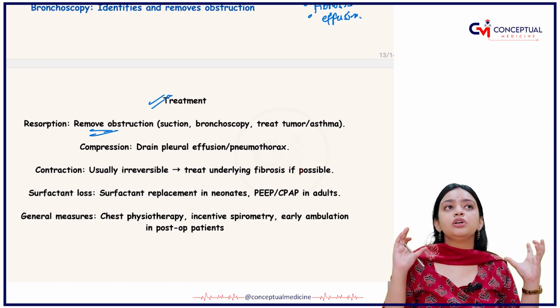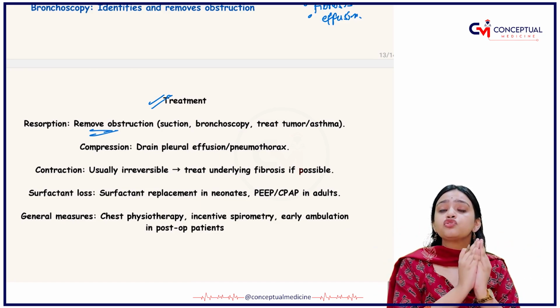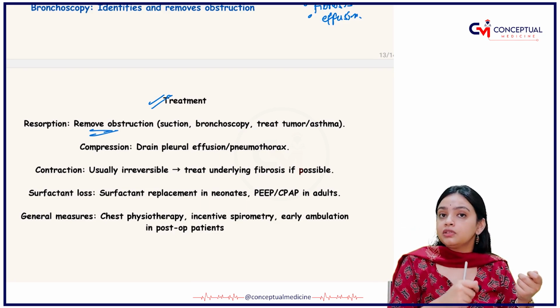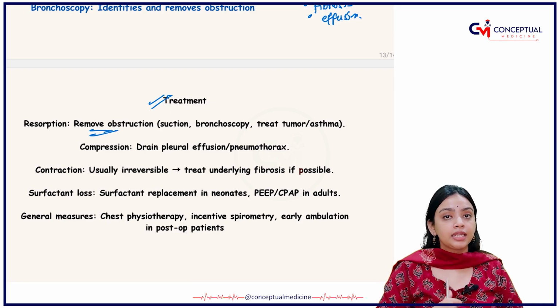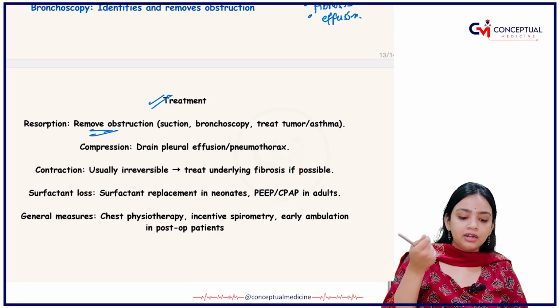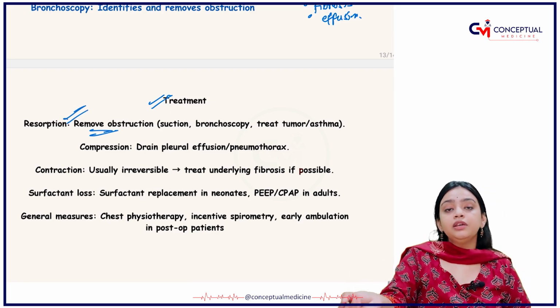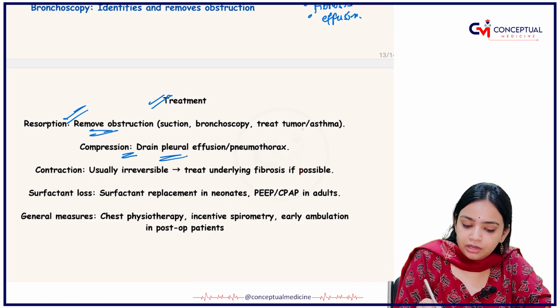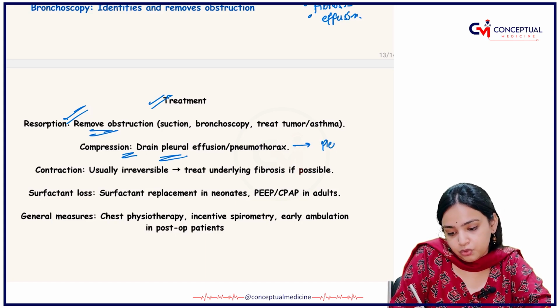Like when a lot of water gets accumulated in your sink, what do you do? You just see if there is any dirt in your sink, so you try to clear that dirt out. So you basically remove the obstruction. Then if there is compression, you drain the pleural effusion.